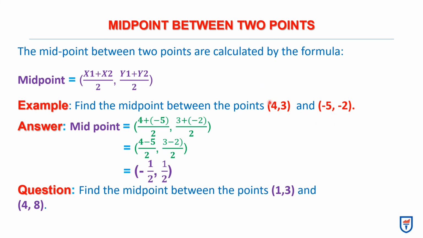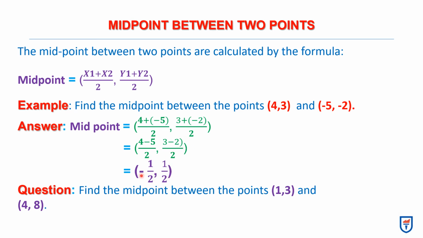So to calculate this, we label the first coordinate as our x1, y1, and our second coordinate as our x2, y2. To answer, we substitute these values into our midpoint formula. That is simply x1, which is 4, plus x2, which is -5, divided by 2, and our y coordinates, y1 plus y2, which is -2, divided by 2. 4 plus -5 is 4 minus 5 divided by 2, and 3 plus -2 is 3 minus 2 divided by 2. 4 minus 5 gives us -1 divided by 2, and 3 minus 2 gives us 1 over 2.